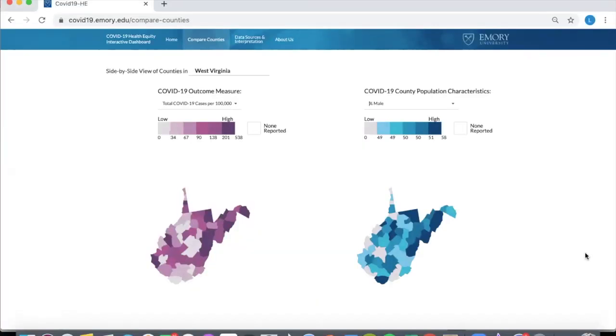In West Virginia, we can compare the case rate on the left with the percentage of residents who are male on the right.